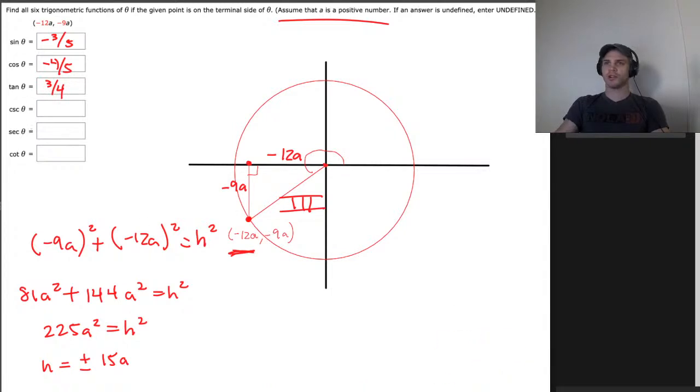And then we can figure out the cosecant is the reciprocal of the sine, so we'll flip negative 3/5, we'll get negative 5/3. The secant is the reciprocal of the cosine, so we'll get negative 5/4. And the cotangent is the reciprocal of the tangent, so we'll get 4/3. It's also positive. So yeah, you just have to make up a triangle, and don't worry about a. It's just a factor in a multiplication. Okay.